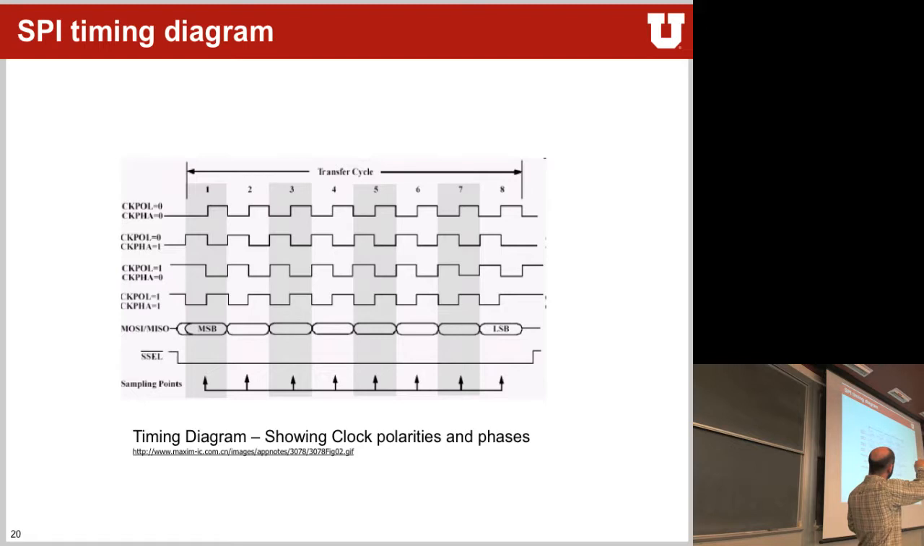This is very simple to deal with. On the master side, you clock it out on the rising edge, and your slave device will clock it in on the falling edge itself. So output on rising, reading on falling edge.